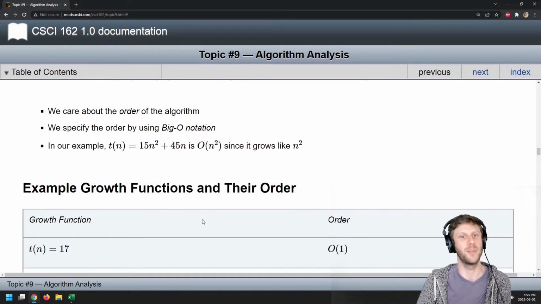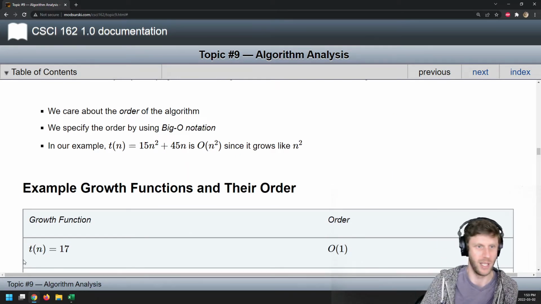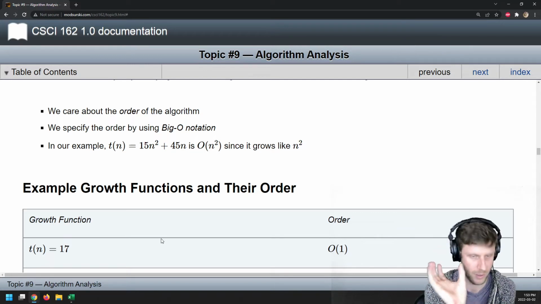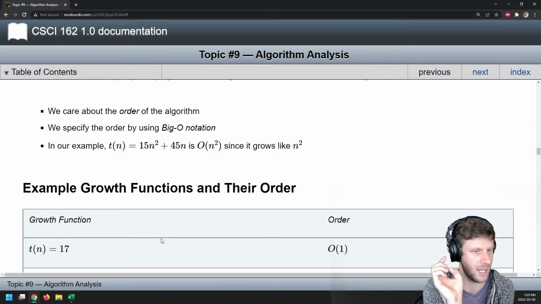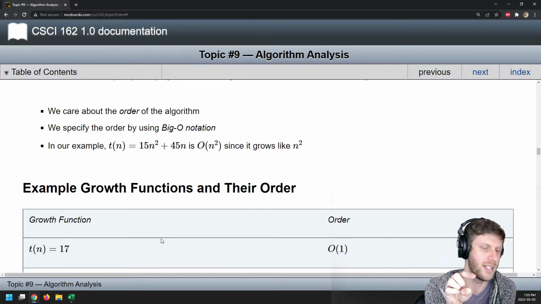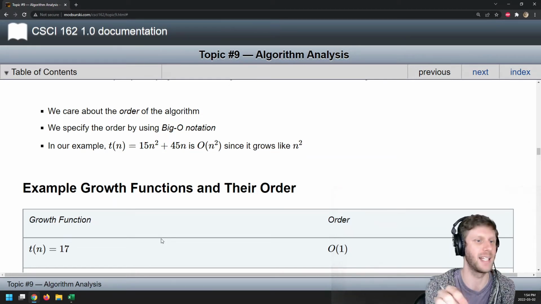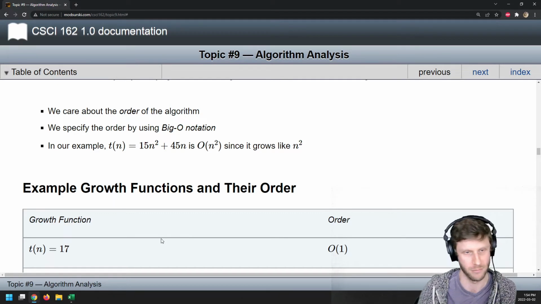So let's talk about some example growth functions. If I have T of n is 17, let me put it this way, because remember, it's always about as n grows. How does the amount of work this function needs to compute change? So how does the value of T of n change as n gets bigger and bigger and bigger? It's kind of a trick question.